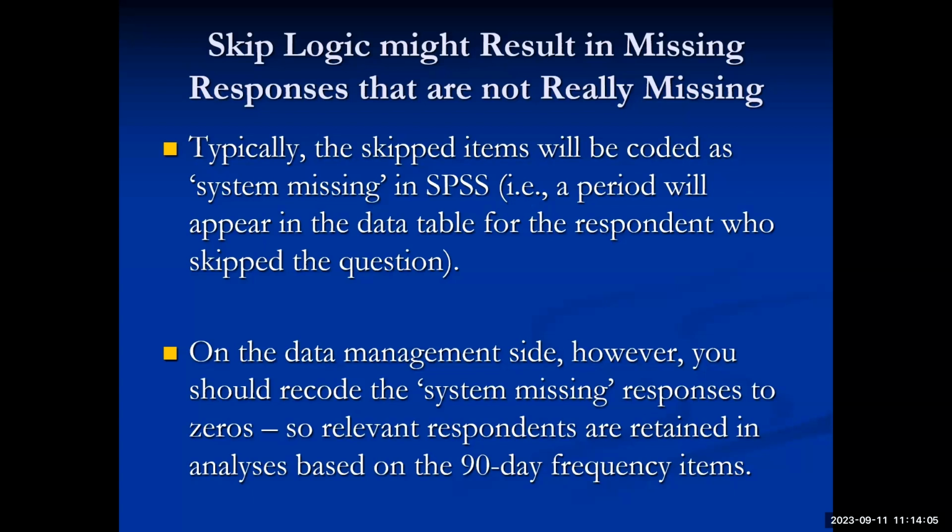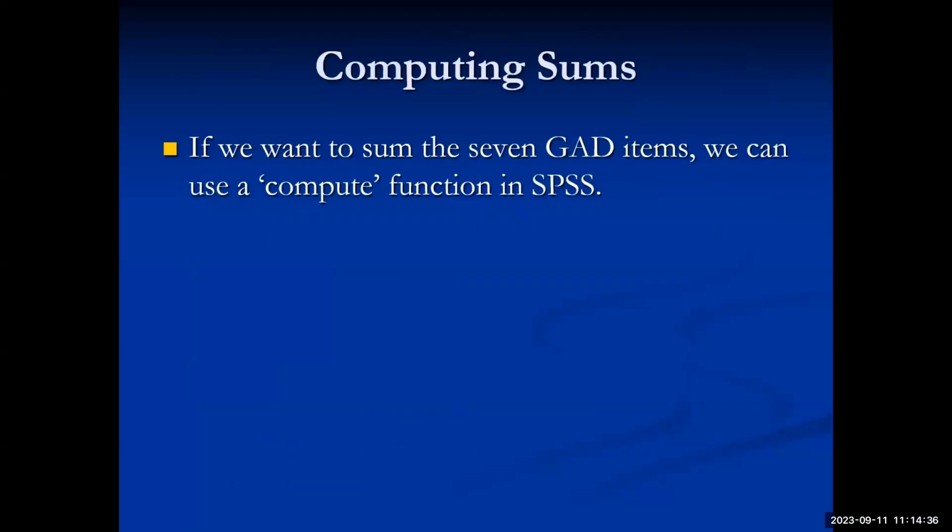However, they're not really missing. We know, for example, that if they've never used marijuana, their frequency of marijuana use in the prior 90 days is 0 or never. And so we're going to want to alter that system missing response and give that person a valid response of 0 so they remain in the analysis of those kinds of questions. That's a subtle point, but one worth making.